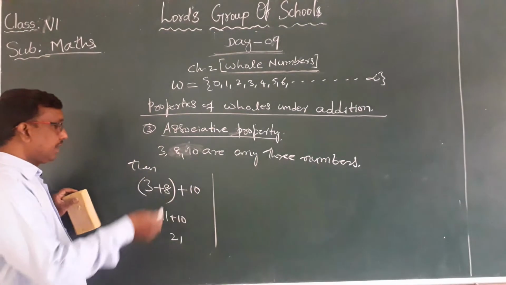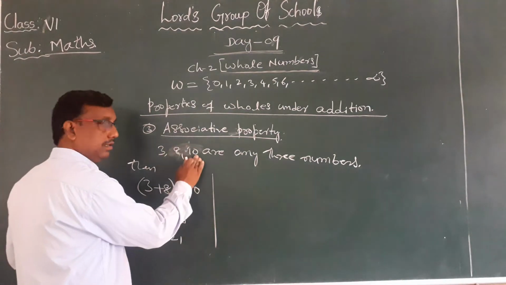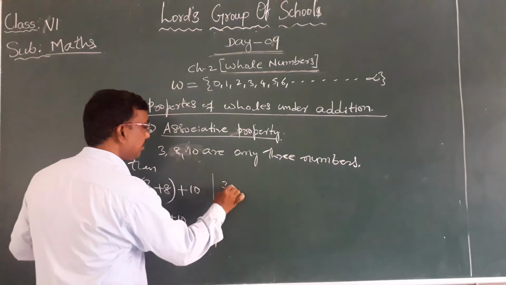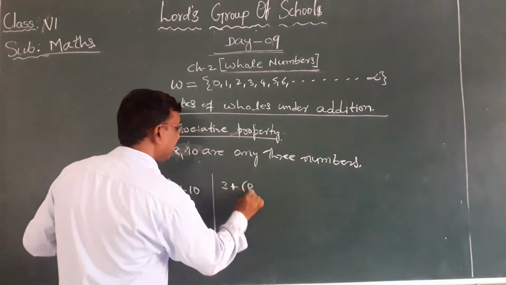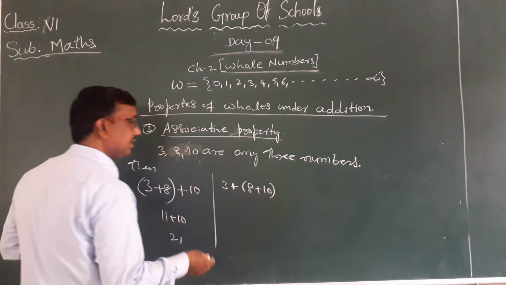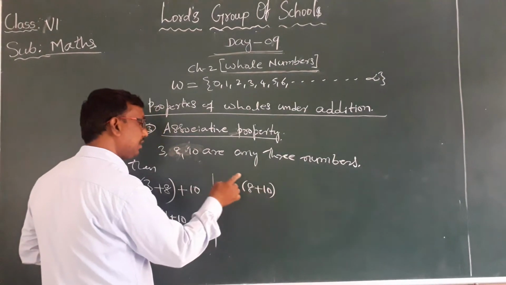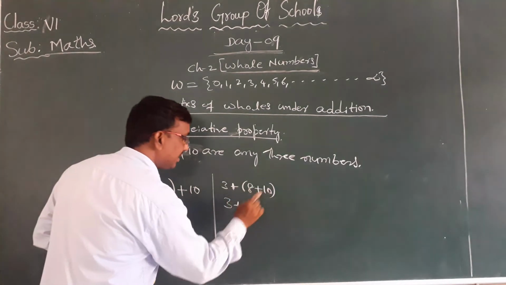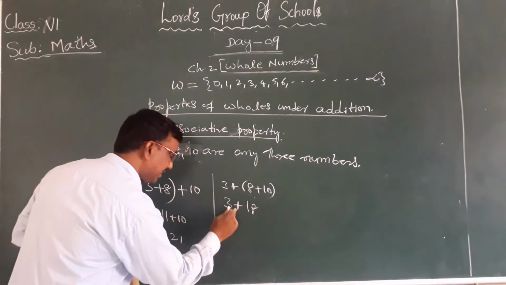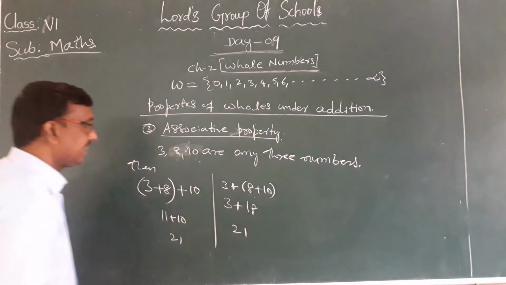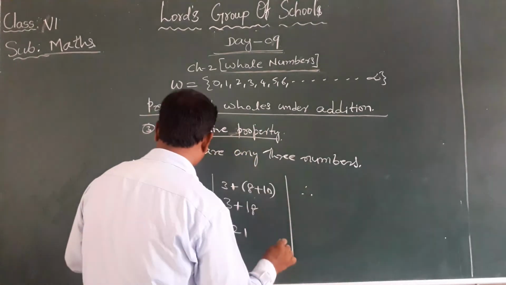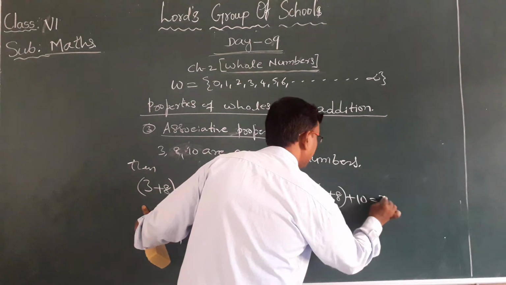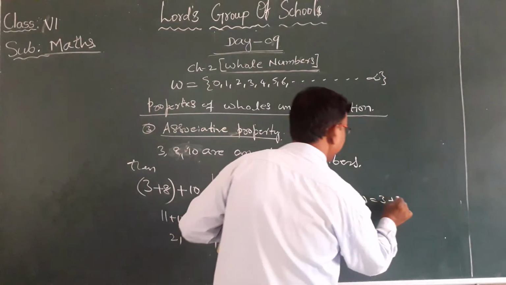Now in another way, let me find the sum of 8 and 10 first. Their sum will be added to 3. Here I am finding the sum of 8 and 10. After that we find the sum of 3 and the result. So 8 plus 10 is 18. So 18 plus 3 is also 21. So what we can write, therefore, 3 plus of 8 plus 10 is equal to 3 plus 8, plus 10.